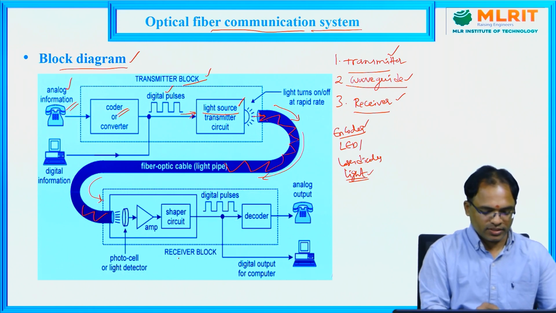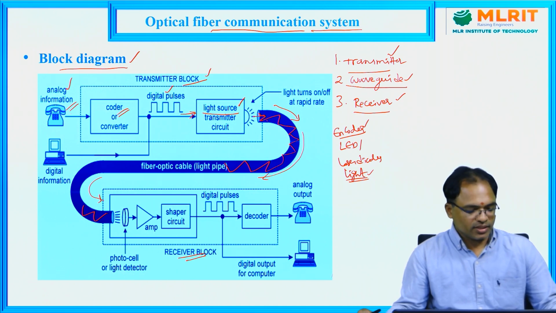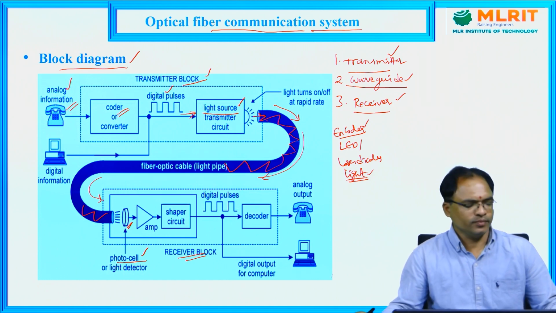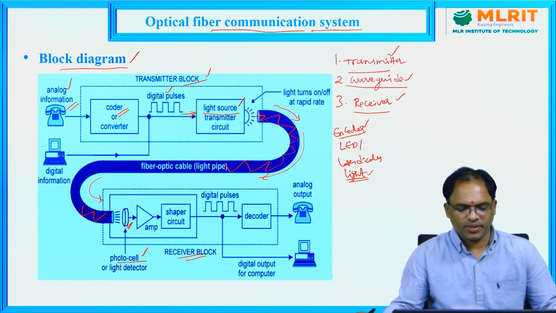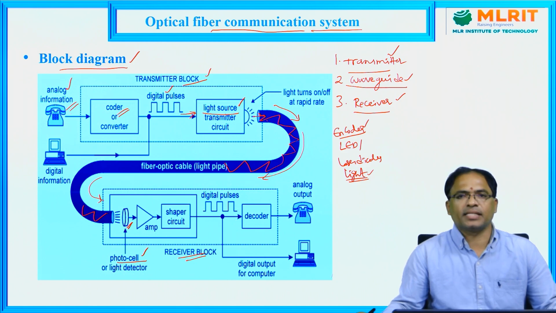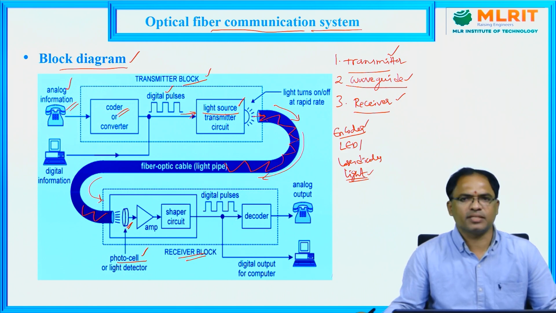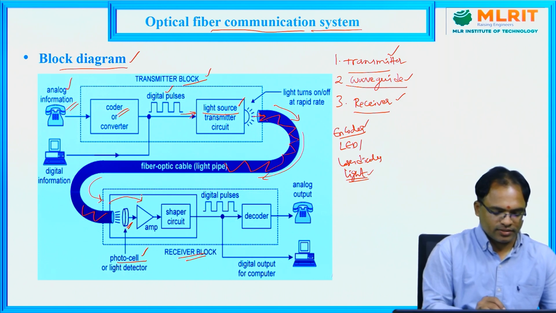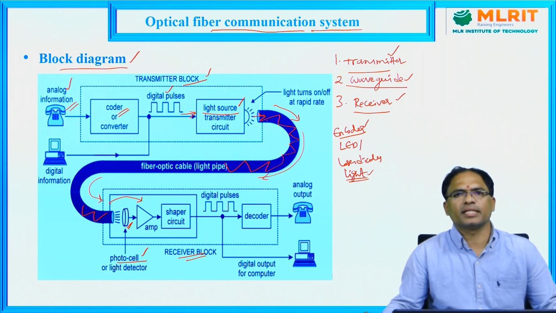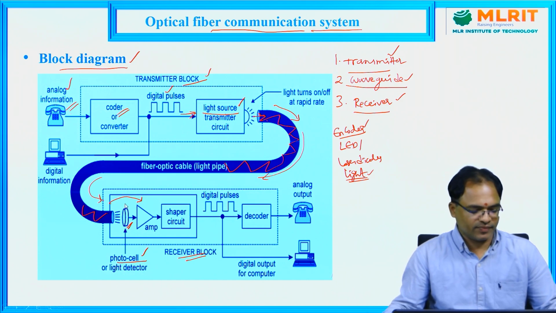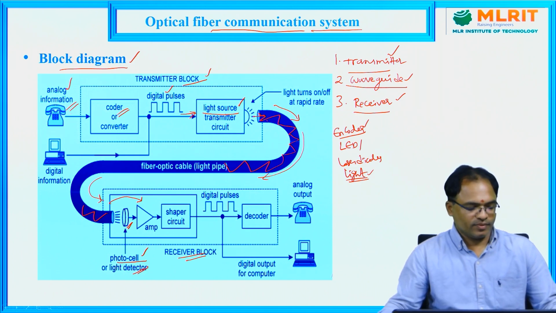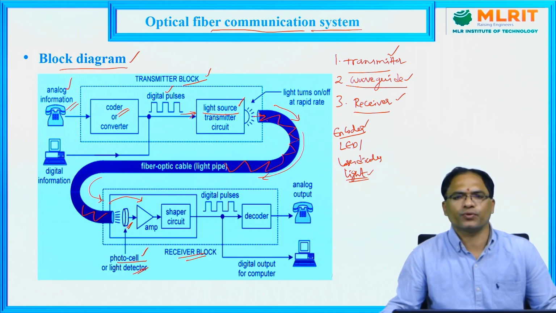Now coming to the receiver block. The receiver block consists of a photodetector or photocell. What is a photodetector? The name itself implies that the photodetector detects the light which is received by the receiver, and it converts these light pulses into electrical pulses. Conversion of light signals into electrical signals takes place with the help of this photodetector. In this case, photodiodes are used as photodetectors.